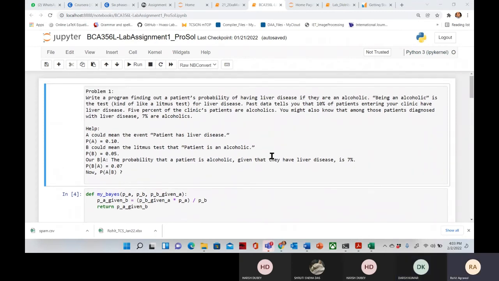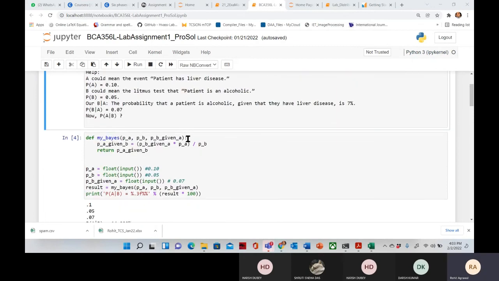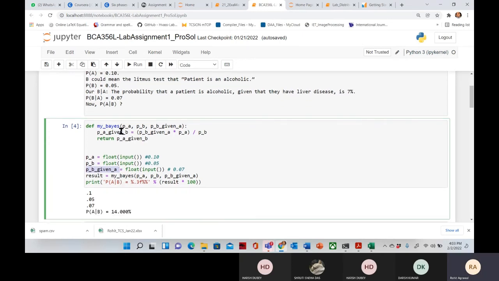So the first question, I think all of you have done. The simple code is just 2 lines of code. We have P of A, we have P of B, and we have P of B given A. So the result will be this one.